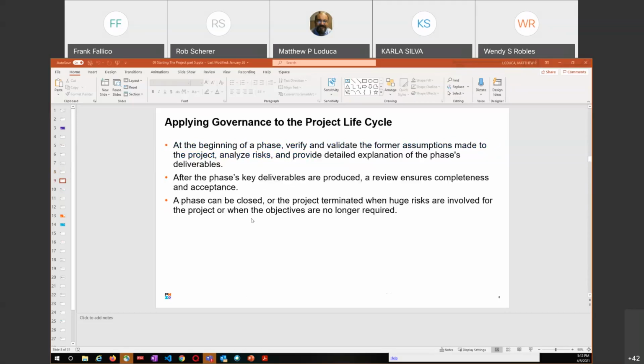So, applying governance to the project life cycle. At the beginning of a phase, verify and validate the former assumptions made to the project, analyze risk, and provide a detailed explanation of the phase deliverables. So at the beginning of the phase, you're going to say, hey, verify and validate those former assumptions made to the project. We just got through this phase and we're starting the next phase. Were those assumptions that we had valid? Did we verify those as being an issue? Are they still an assumption because we can't validate them yet?